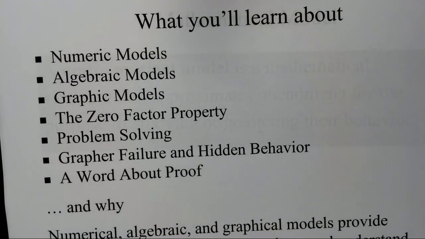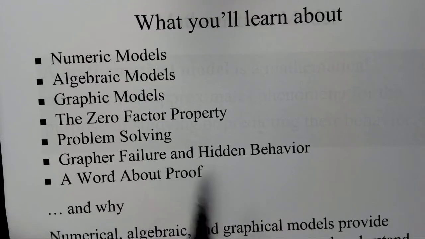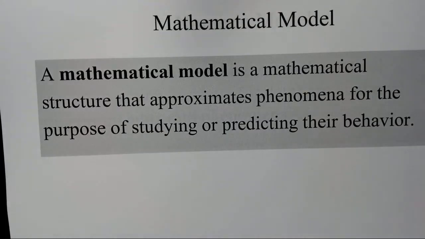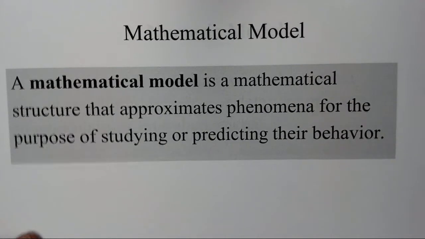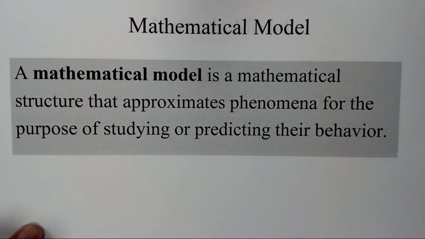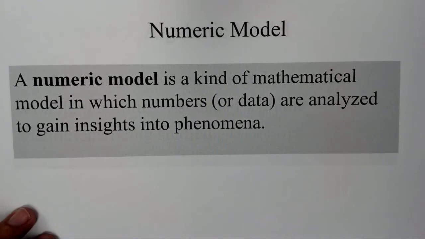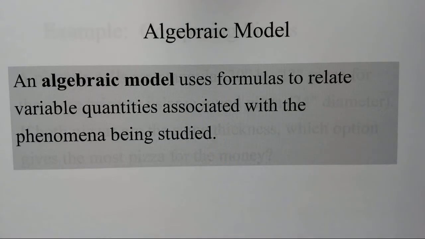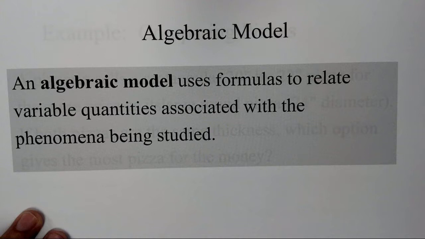Figure out what your problem is, how you're going to go about solving it, and we're not going to worry about graphing failure and hidden behavior today. So, fancy terminology. A mathematical model is a mathematical structure that approximates, you do not need to copy this down, phenomena for the purpose of studying or predicting their behavior. A numerical model is a kind of mathematical model in which numbers or data are analyzed to gain insights into phenomena. Algebraic model uses formulas to relate the variable quantities associated with the phenomena being studied.